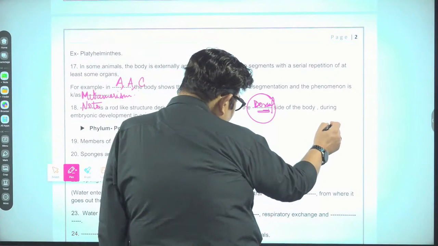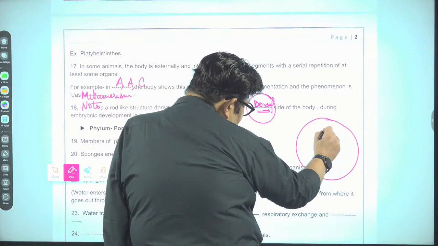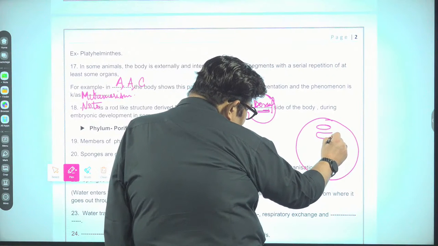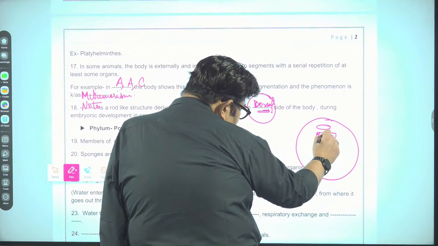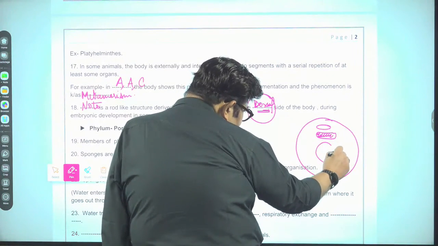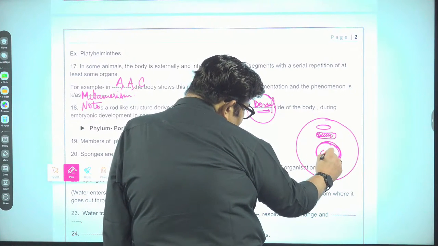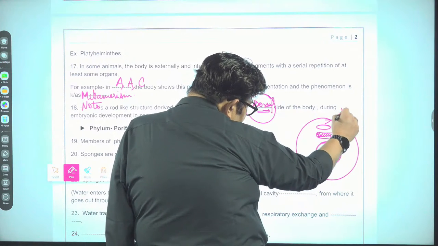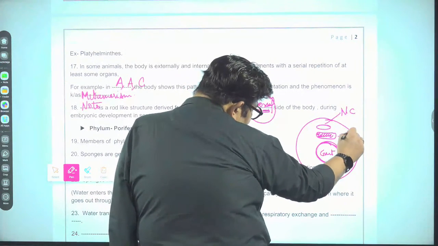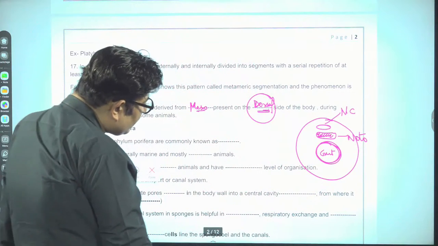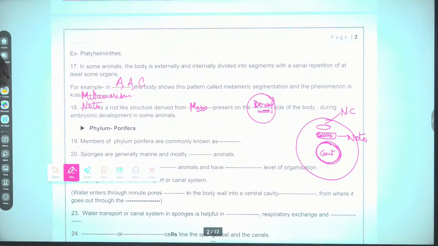Now, if I show you the diagram here, this is the dorsal nerve cord and this is the supportive notochord. This can be considered the dorsal side. This is the gut, this is the nerve cord, and this is the notochord. So dorsal side of the body is correct, dear children.